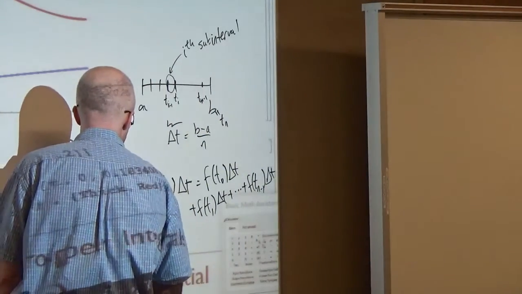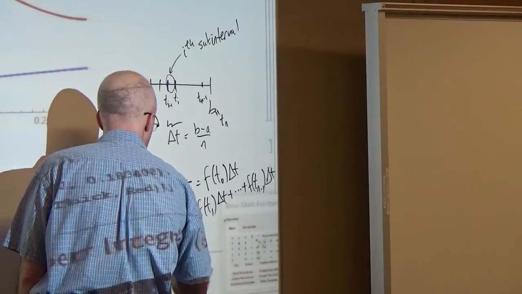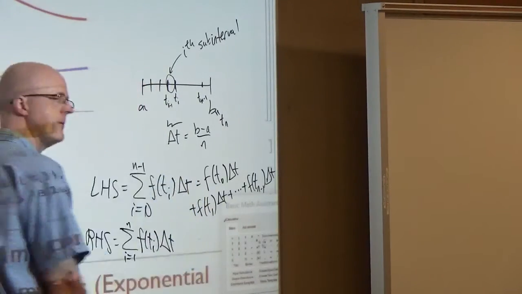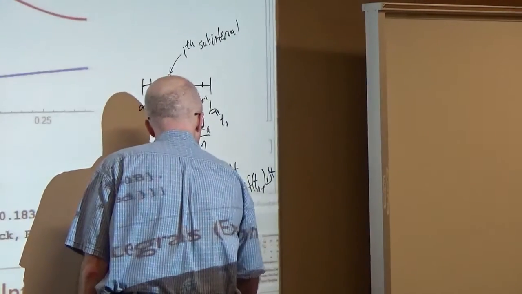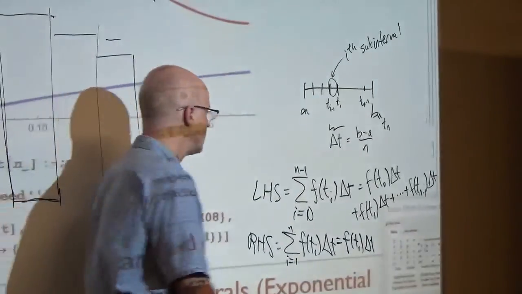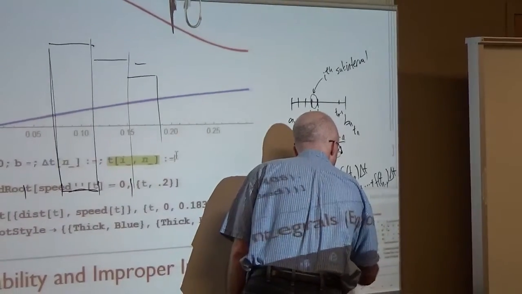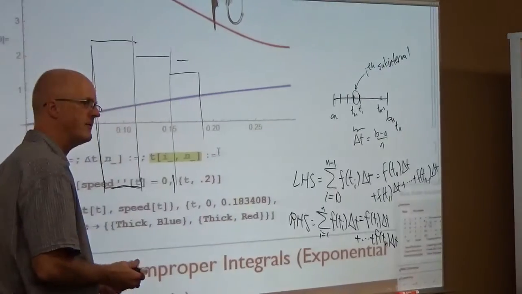The right-hand sums take the right endpoint. Now you let i go from 1 to n instead of 0 to n minus 1. And you start with f of t sub 1. t sub 1 is the right endpoint of the first subinterval, etc. You end at f of t sub n. Okay, this should be all reviewed. You should feel like this is very familiar.